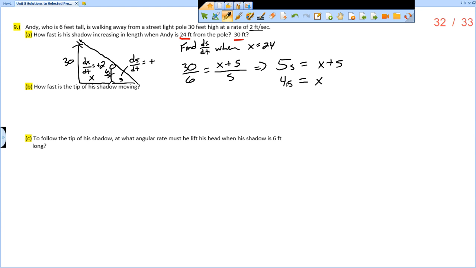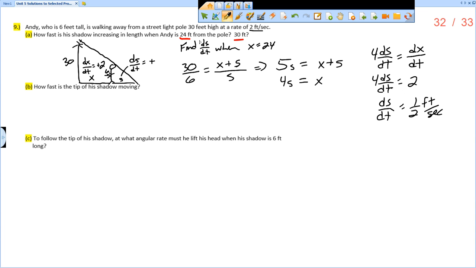And now I can take the derivative. What is the derivative of 4s equals x? It would be 4 ds/dt equals dx/dt. At this point, we plug in our known quantities. We know that dx/dt is 2, so 4 ds/dt equals 2. If I divide by 4, I get that ds/dt is equal to 1/2, so half a foot per second.